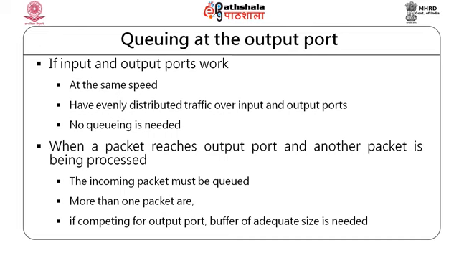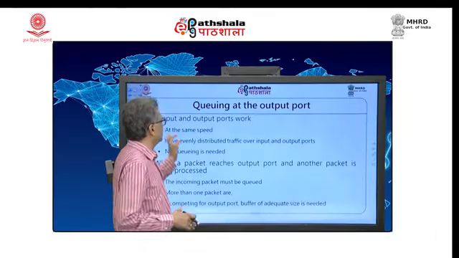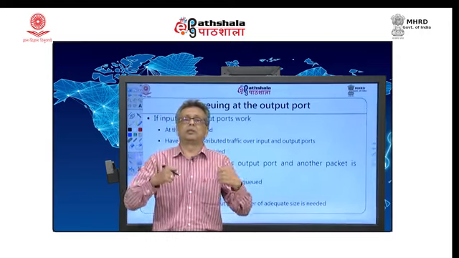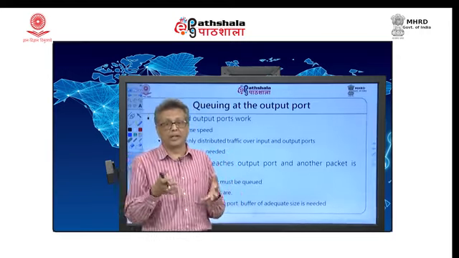Okay. Queuing at the output port, the third job of the third segment of the forwarding process. If the input and output ports work at the same speed and have evenly distributed traffic, you do not actually need queuing. But it is quite possible that one port is more heavily loaded than the other one. That output port requires the incoming packets to be queued, and again this buffer space is additional memory that is needed, and routers become more expensive. So, high end routers become more expensive for this reason as well.